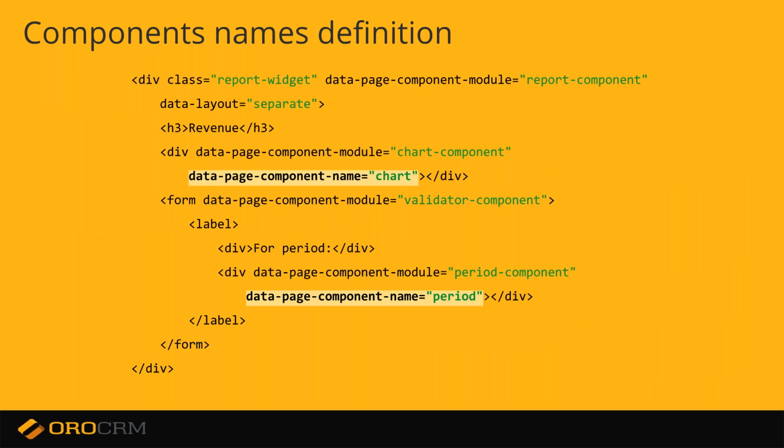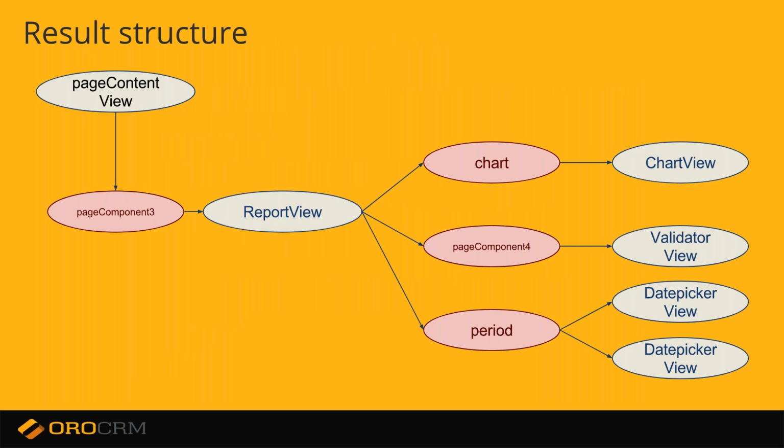We can give meaningful names to components in HTML attributes. So here you see special attributes that provide names for components. Now the report view knows which component is the chart, which is the report, and which is the period. Finally, the report view is able to pass the dates of the period to the chart once they get changed. But this is not a good solution as well.